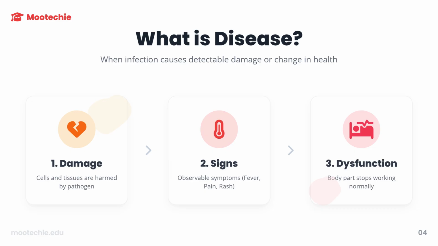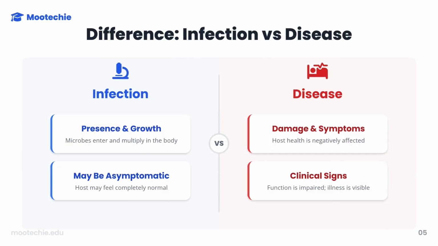Now, let us clearly compare infection versus disease. In infection, microbes are present and multiplying in the body. The host may still feel completely normal, which means infection can be asymptomatic. In disease, the host's health is negatively affected. Clinical signs appear and normal body functions are impaired. So remember, infection does not always mean disease, but disease always involves infection.